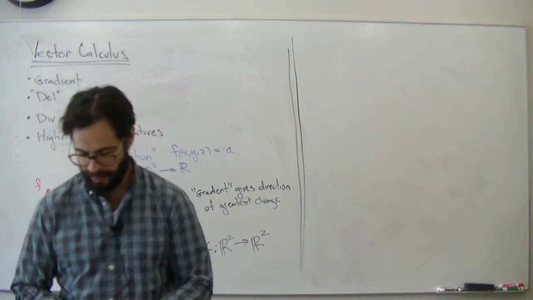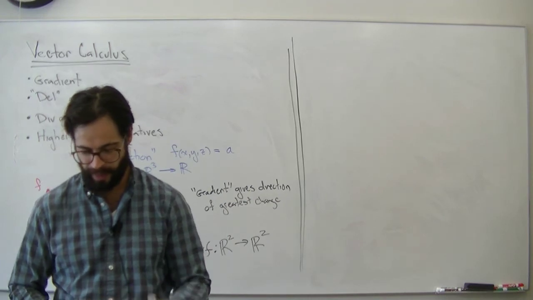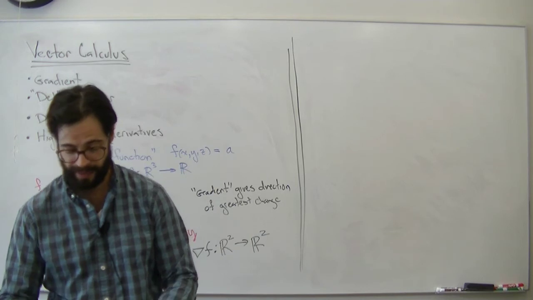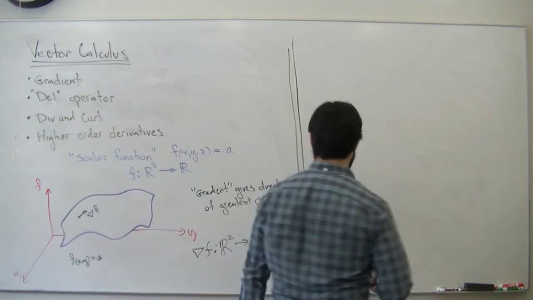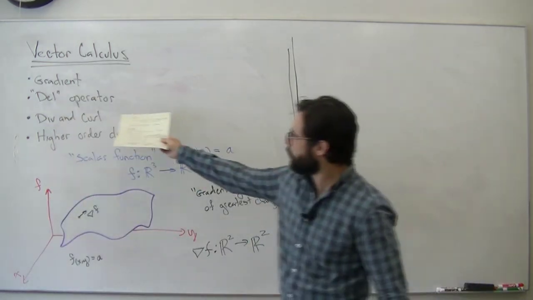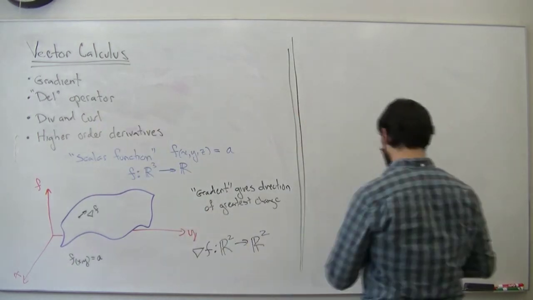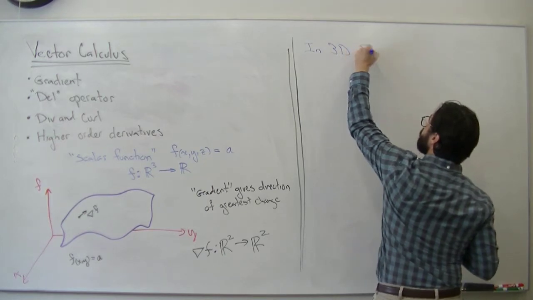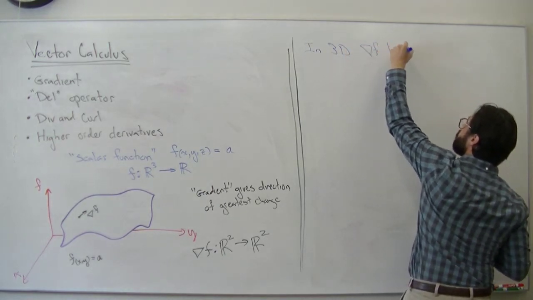So that's probably a bit of a review. I'll write out the coordinate description of del f in Cartesian coordinates in 3D. And then we'll talk about this, which is a new thing. So in 3D, del f has a coordinate representation.